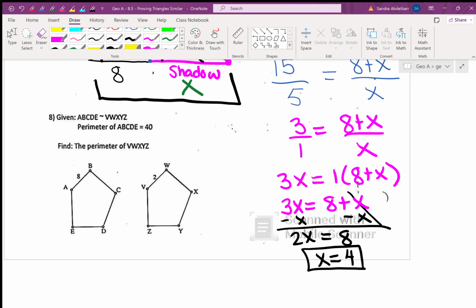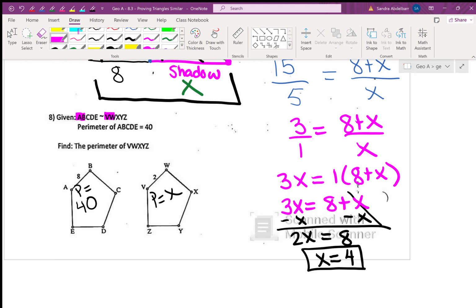Okay, so now, number 8, this is a question from yesterday. We're given that ABCDE is similar to VWXYZ, and the perimeter of ABCDE is 40. We want to find the perimeter of VWXYZ, so I'll call that P equals X. Before I set up my proportion, I need to figure out which sides correspond to each other. So we do that by the letters.